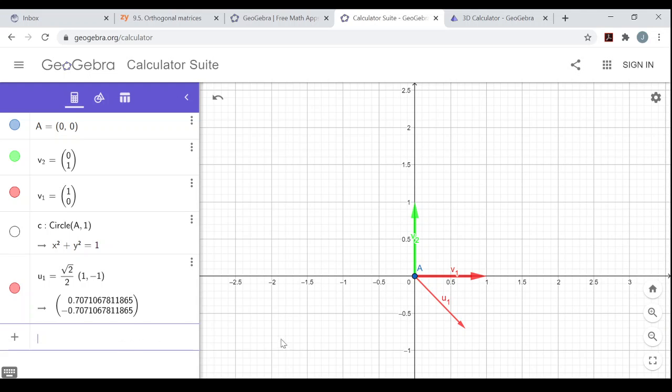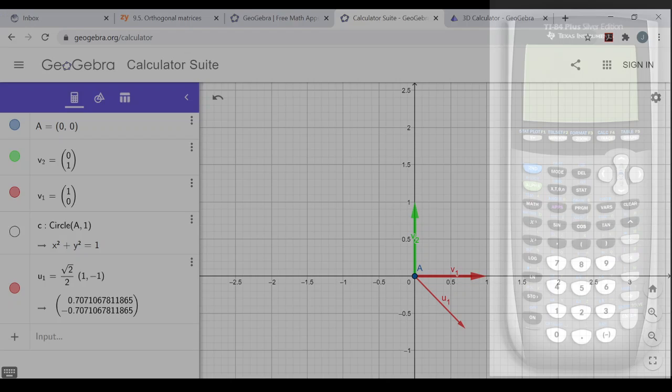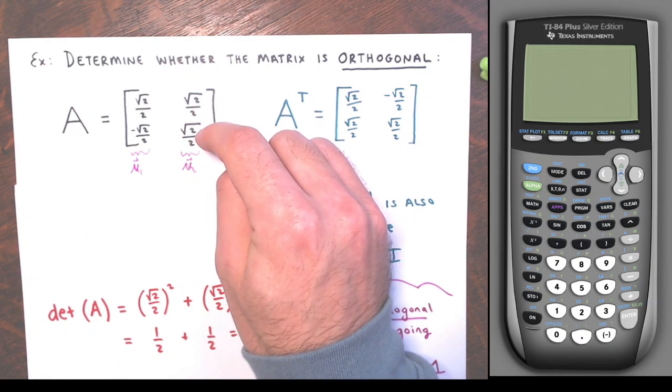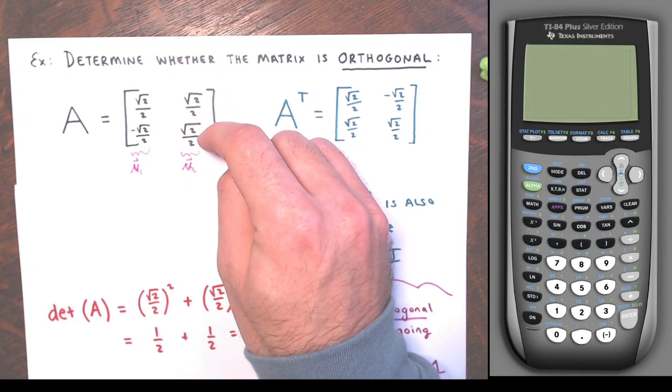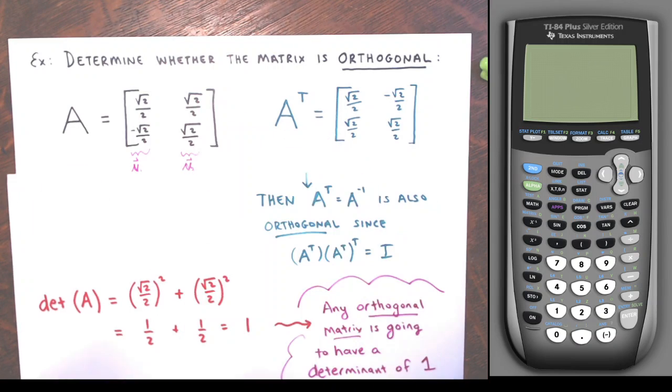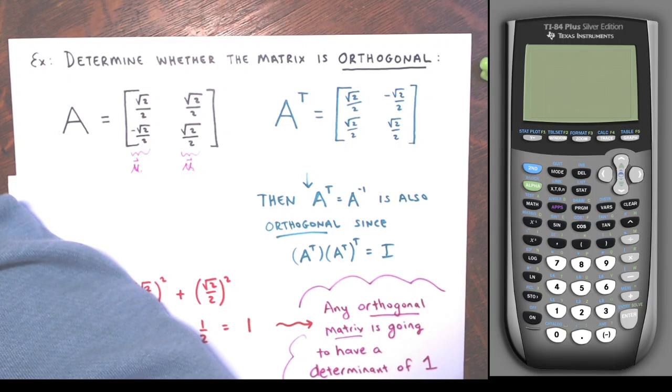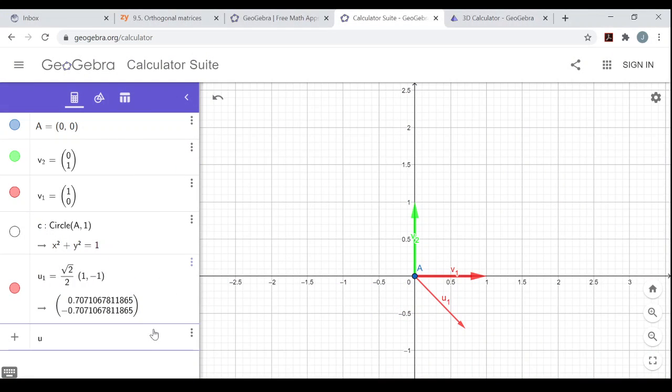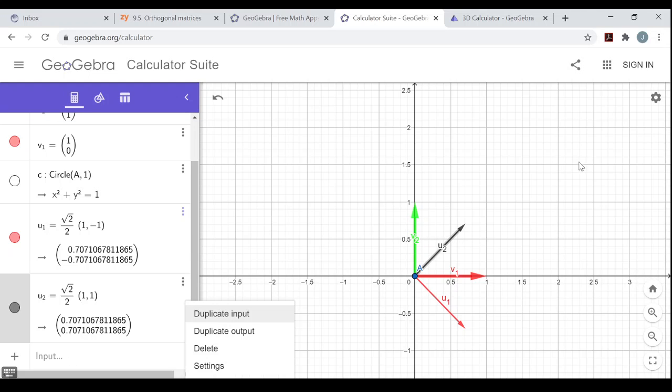And the same thing for U2. U2 is my second column here. The vector 0, 1 from the standard basis will map to this vector, root 2 over 2, root 2 over 2. So I put that in. Here's u2. Vector u2 is the square root of 2 divided by 2 times the vector 1, 1. And again, the vector 0, 1 was in green. This is where it's going to map to, so I'll also color this in green.